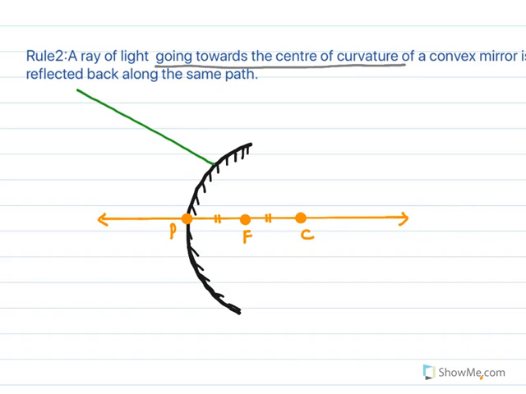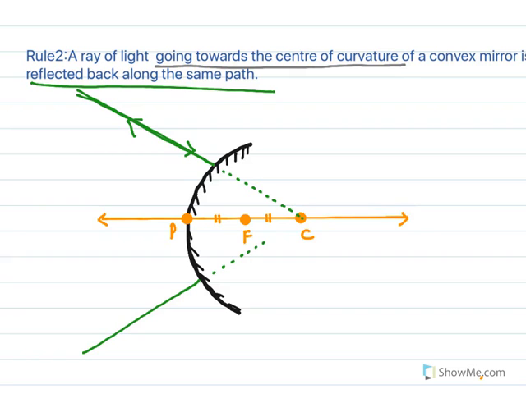So here, towards means after reflection, this ray of light will follow the same path back. So here it's reflected back along the same path. Let me take another ray coming from down like this, moving towards the center of curvature. After reflection, it will reflect back along the same path.